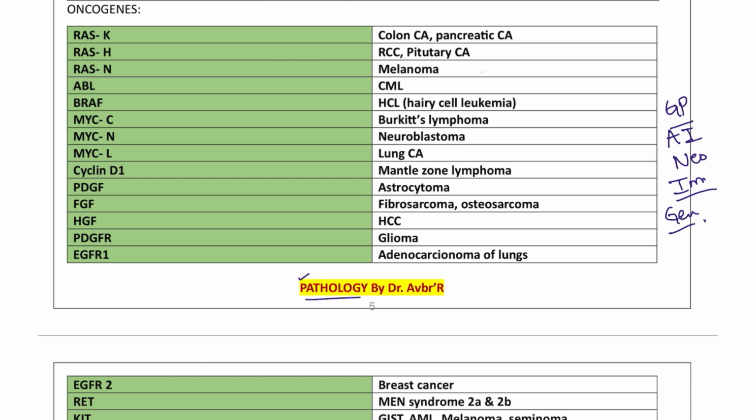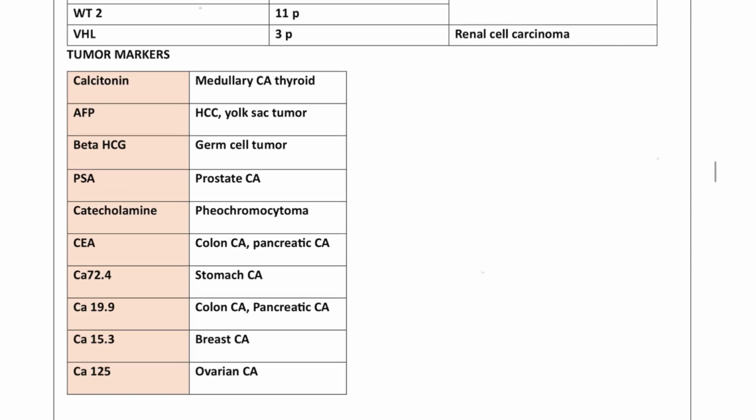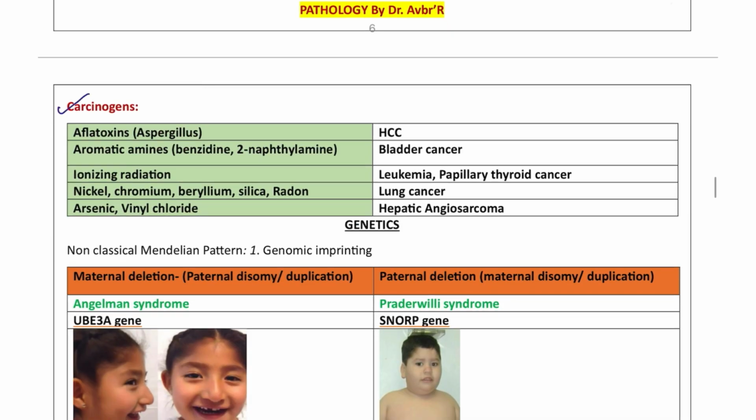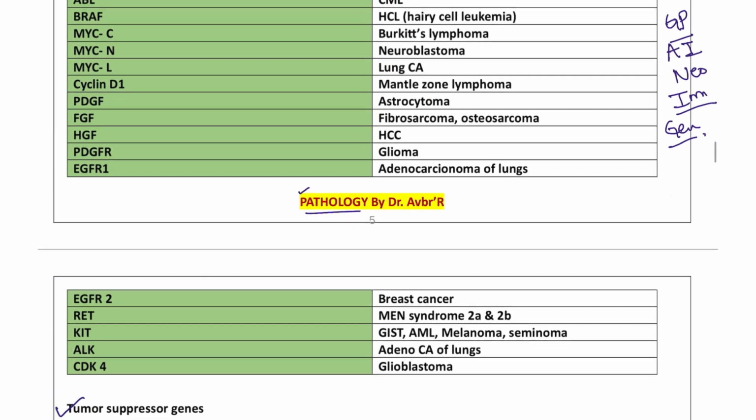Whenever I say the important topics, such as from neoplasia, you have to know about the oncogenes, and also about the tumor suppressor genes, tumor markers, and what the carcinogens are. These are the important tables that you have to revise. And in part 1, this has already been discussed.